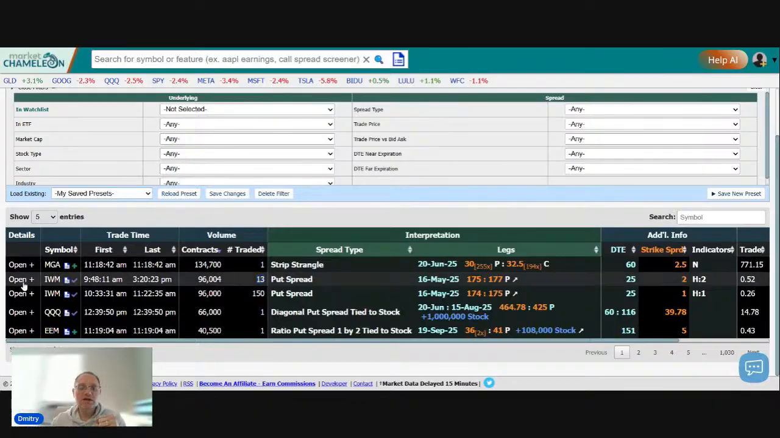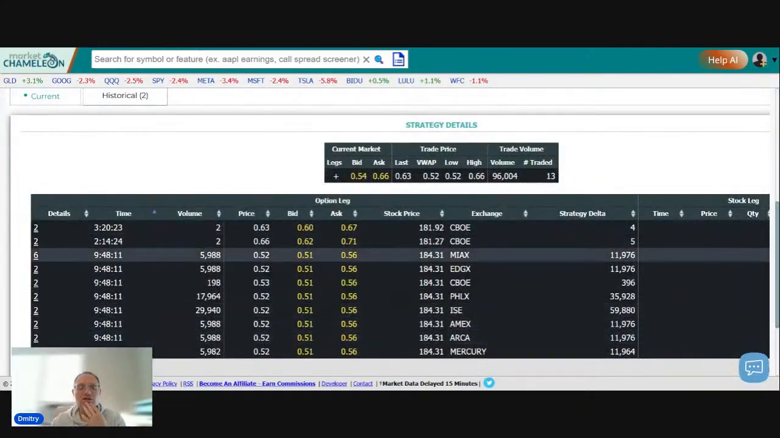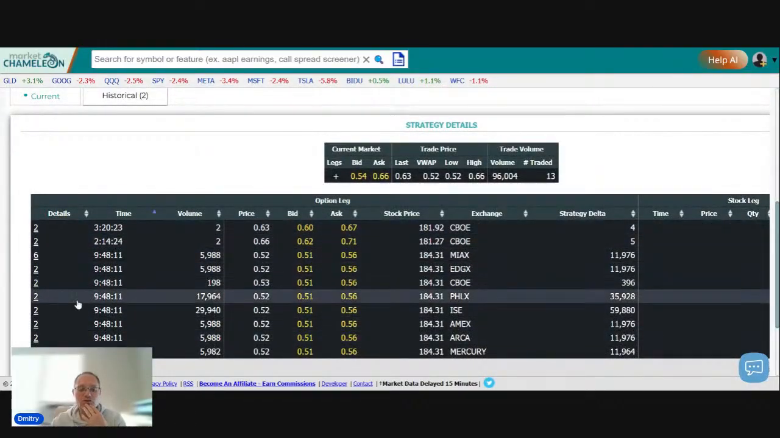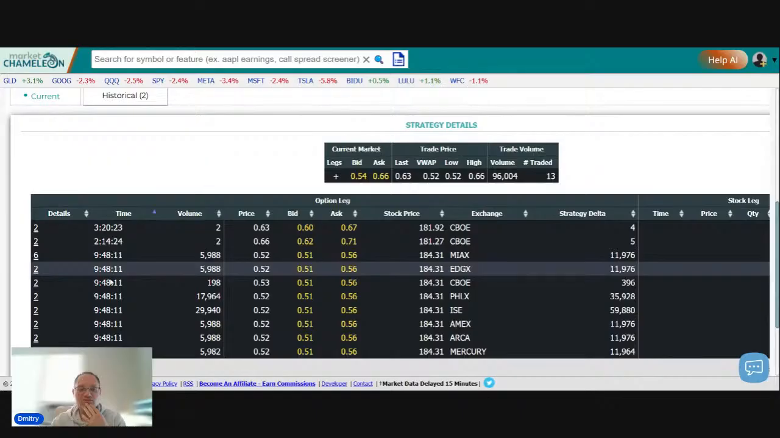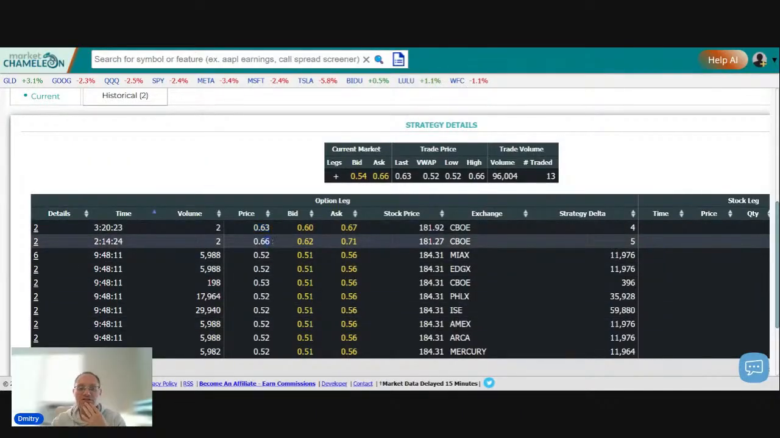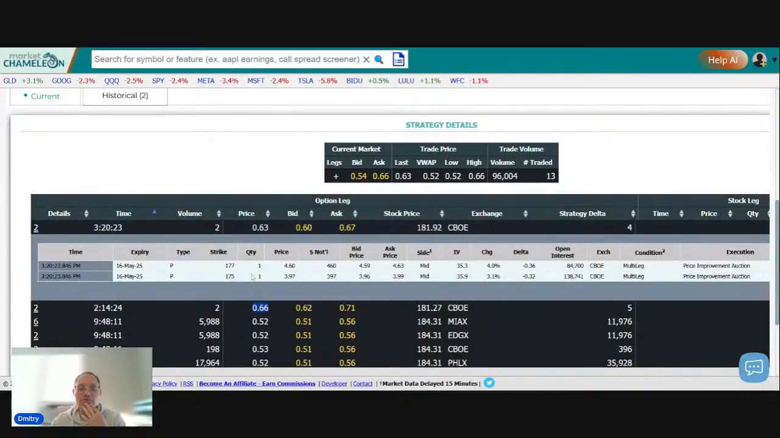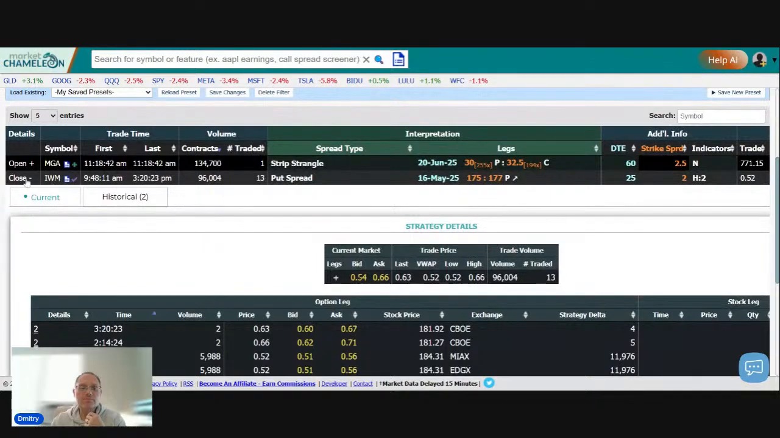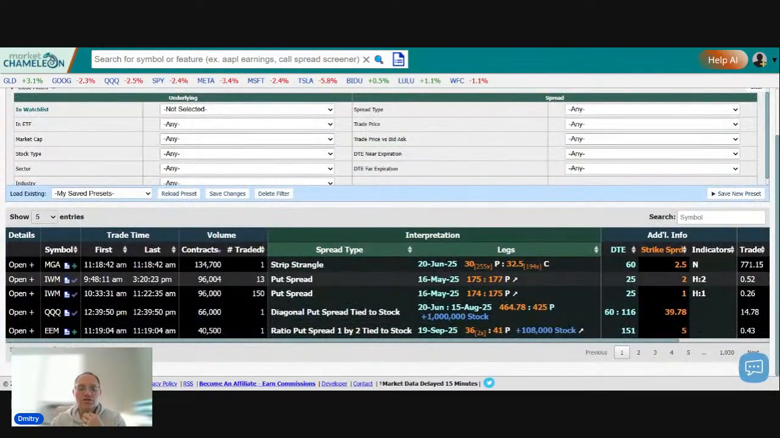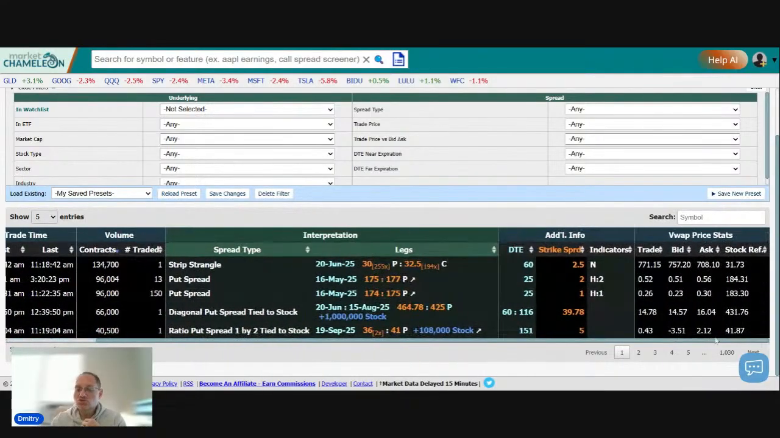If you open this up, you'll get more details on this trade. You could see here in this table, these are the 13 times this traded: 9:48, 2:14, 3:20. This is the price, the bid and ask. And if you click on the details, it opens up the legs of the trade. I'm going to close this for now. And over here, we give some additional details surrounding the trade.